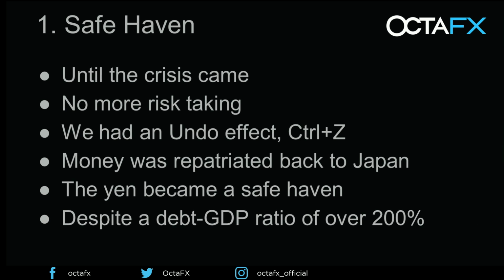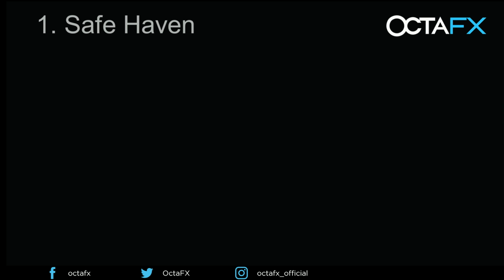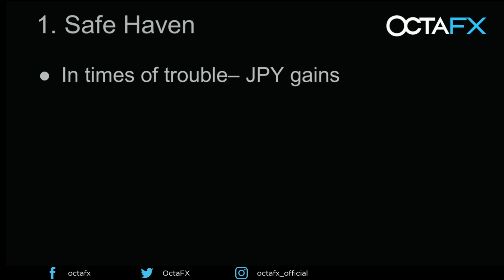Now, when you talk about Japanese yen, you should remember it's more the repatriation of money home when there is trouble. But it's not that Japan is free of debt. On the contrary, they have a debt GDP ratio of over 200%. Okay, worse than Greece, worse than Italy. But most of the debt is held at home by Japanese investors, by pension funds, and Japan is a safe and stable country. Okay? In general, the Japanese yen gains when we have times of trouble.